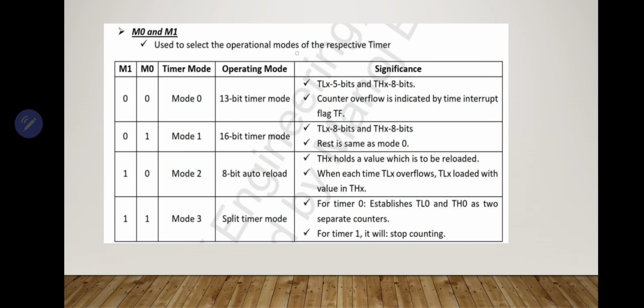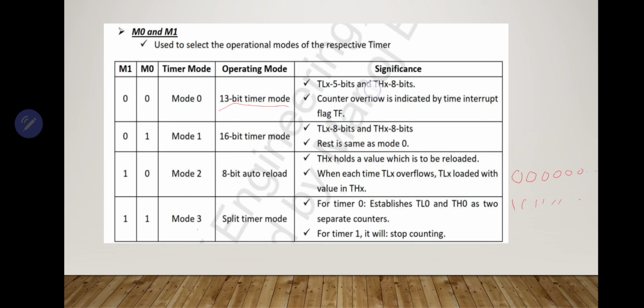Next, M1 and M0 are used to select the operational mode in the respective timer. We have already studied that there are 2 bits, so we have 4 combinations: 00, 01, 10, 11. There are 4 modes: mode 0, mode 1, mode 2 and mode 3. Mode 0 means a 13-bit timer. A 13-bit timer means it starts from 13 zeros and ends at 13 ones. Here we are using 13 bits.